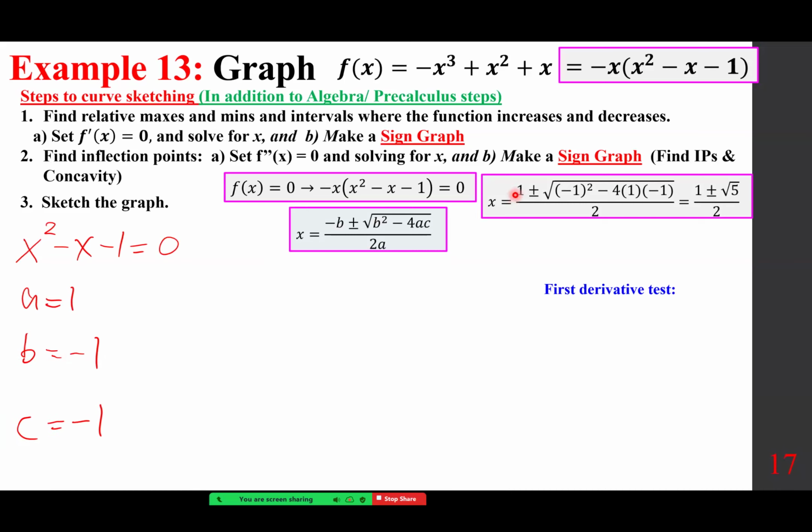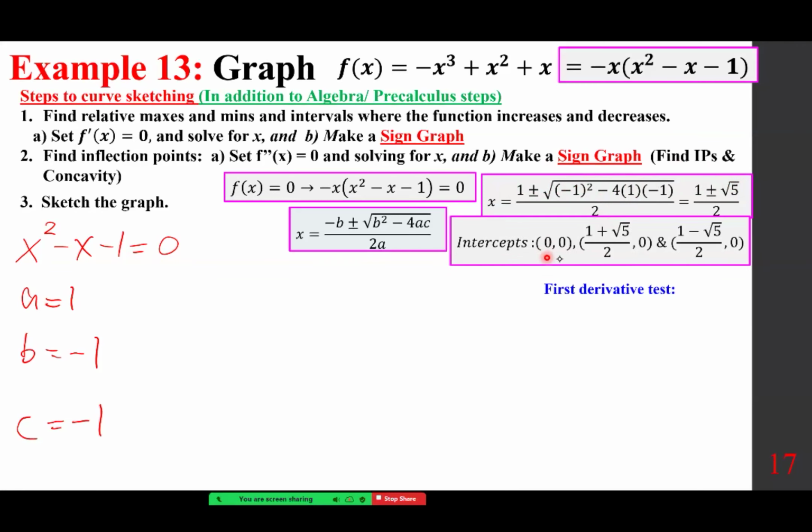Minus b makes it minus negative 1, or positive 1, plus minus the square root of b squared, negative 1 quantity squared, minus 4 times a times c. So this is 1, this is positive 4. They add up to 5, over 2. Therefore, the intercepts are as follows: (0, 0), (1 plus square root of 5 over 2, 0), (1 minus square root of 5 over 2, 0). It's really good practice to show them in pairs so we know what we are dealing with.